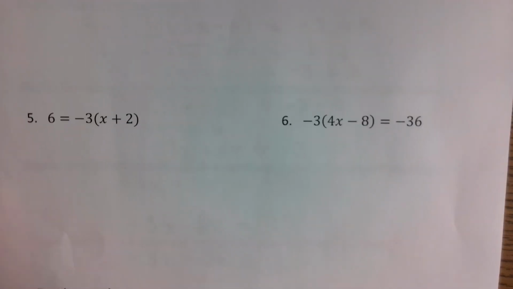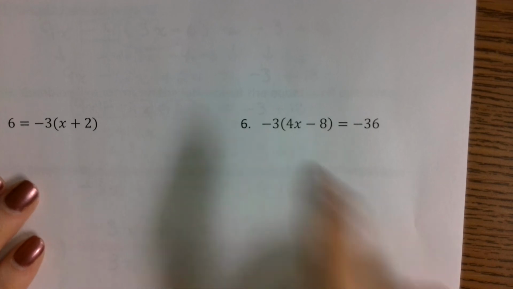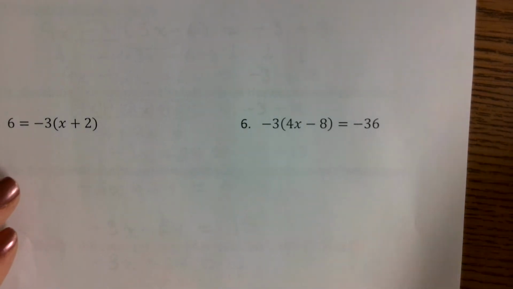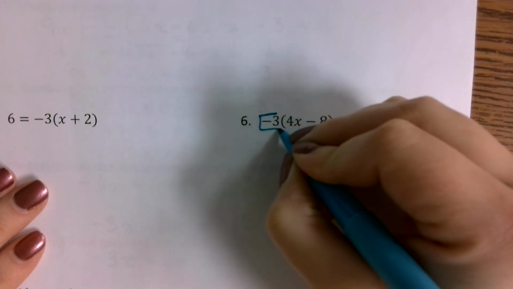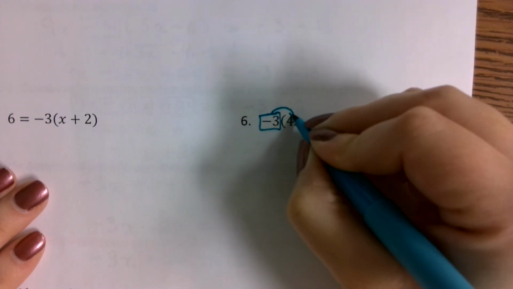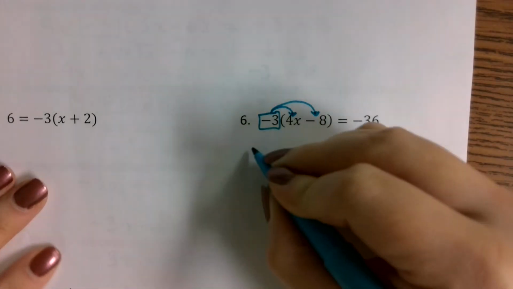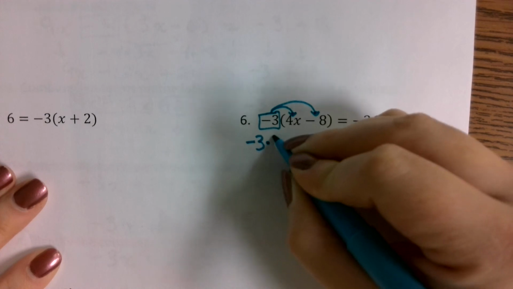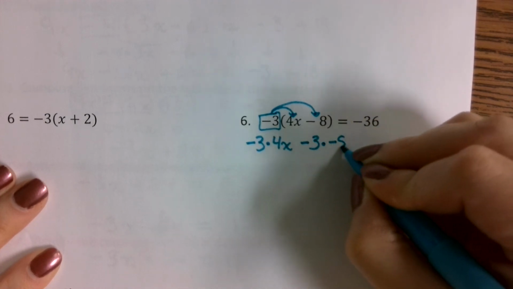Okay, so you're going to do 3, 4, 5, and 7 on your own, but let's do problem 6 together first. Only reason I want to do that is because I want to show you one with distributive property again. So for problem number 6, this does have distributive property. Remember that first step is to distribute. So we're going to take this negative 3 and multiply it to the 4x, and to that negative 8. So we're going to do negative 3 times 4x and negative 3 times negative 8.